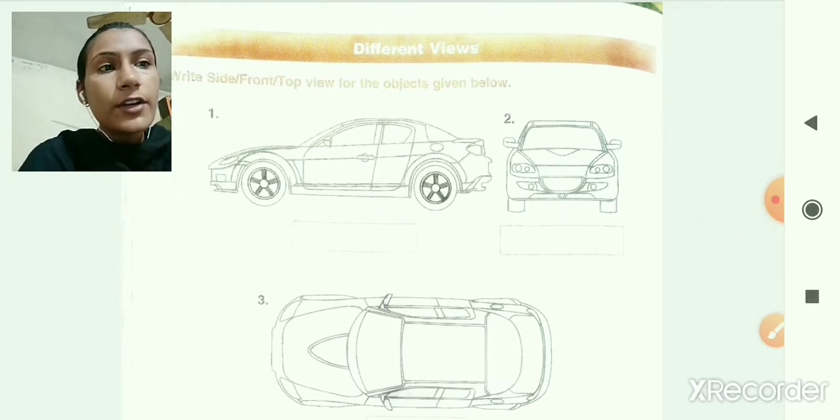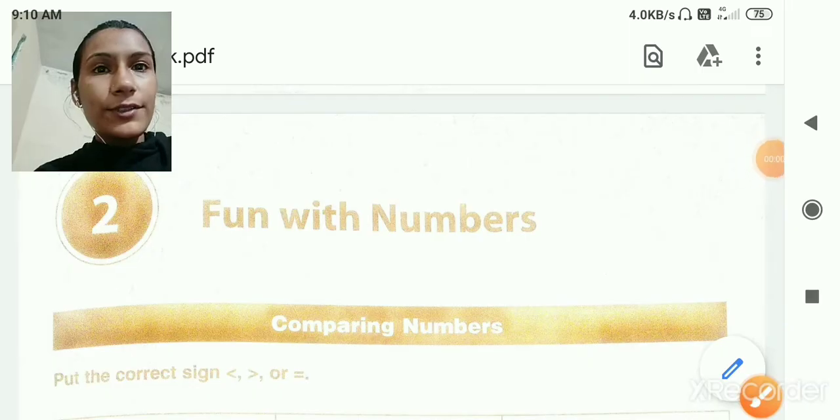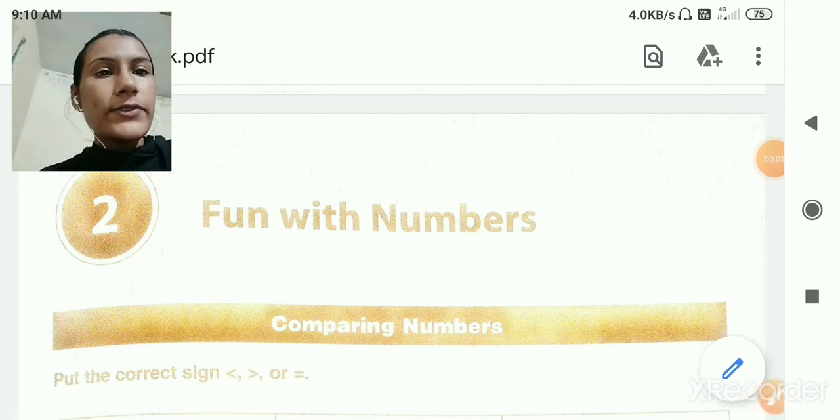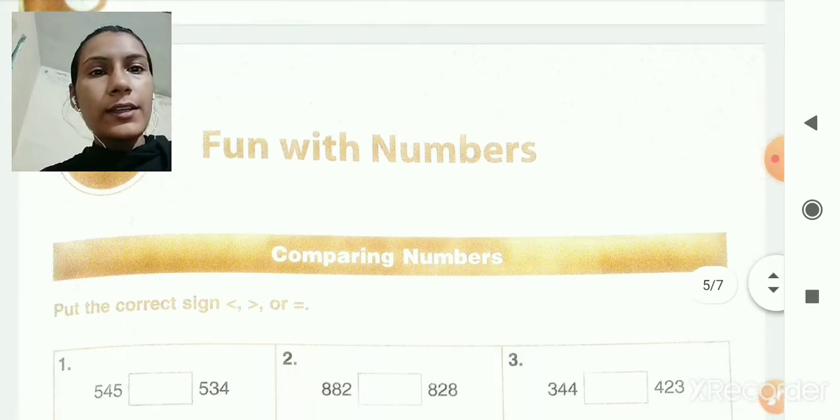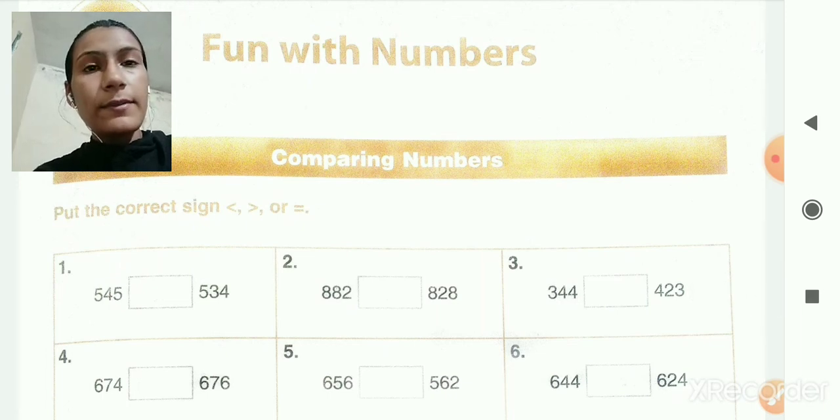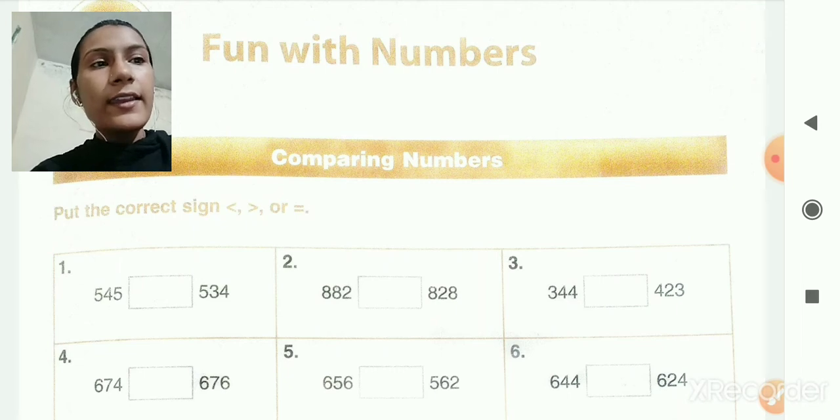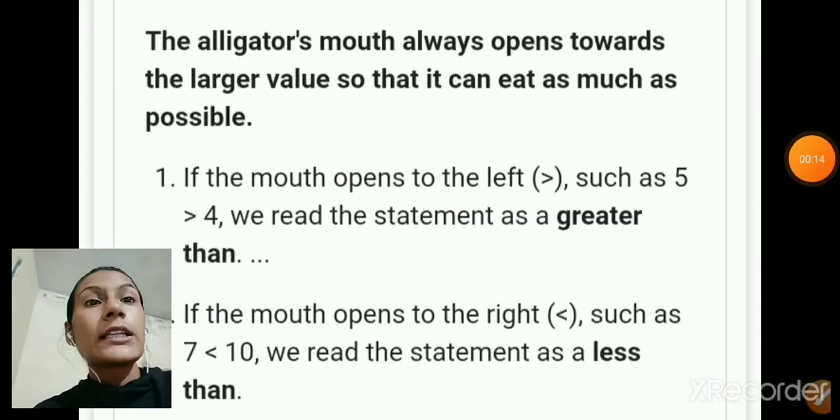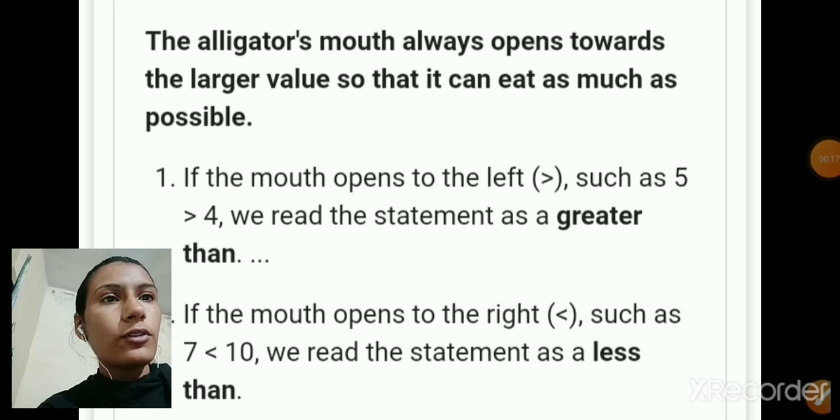Chapter number 2, fun with numbers. Comparing numbers, put the correct sign: less than, greater than or equal to. But before that I will give some information about less than, greater than and equal to. The alligator's mouth always opens towards the larger value so that it can eat as much as possible.